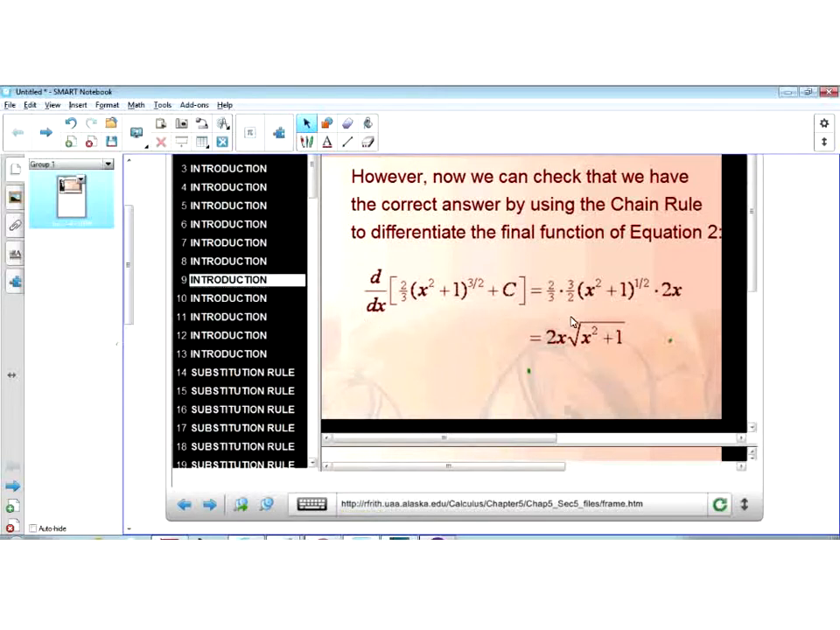And then, of course, we can verify that this, in fact, is the answer by taking the derivative. So we'll use the power rule for differentiation, followed by the chain rule. So taking the derivative, we have 3/2 times 2/3 times x squared plus 1 to the 1/2 times 2x. That's the chain rule. And so the coefficients will cancel. We'll have x squared plus 1 to the 1/2 times 2x, which gets us back our integrand. Pretty neat stuff.